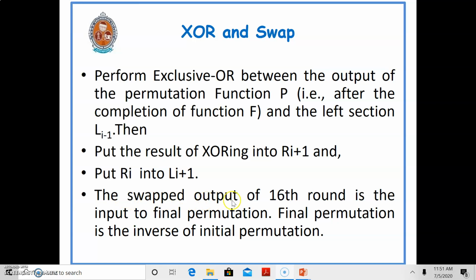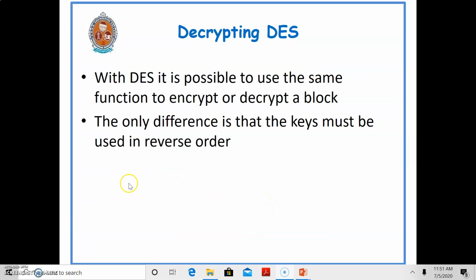The swapped output of the 16th round is the input to the final permutation. Final permutation is the inverse of initial permutation, and after that we get the 64-bit ciphertext. We combine all these 64-bit ciphertexts and get the cipher message. Decryption process. DES is a symmetric key cryptography, so by using DES we can encrypt or decrypt a block. The only difference is that the keys must be used in reverse order.